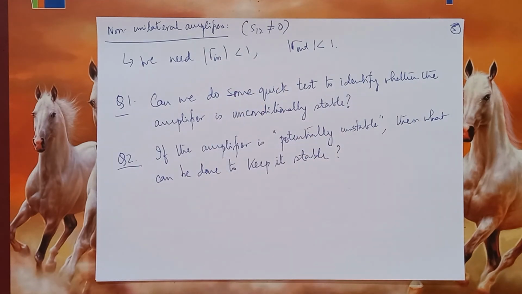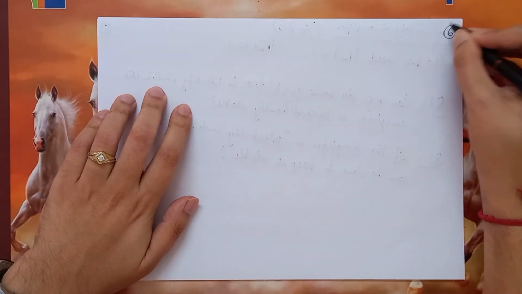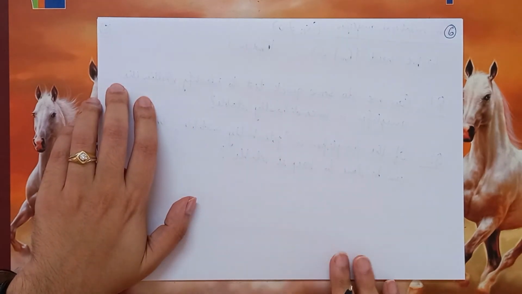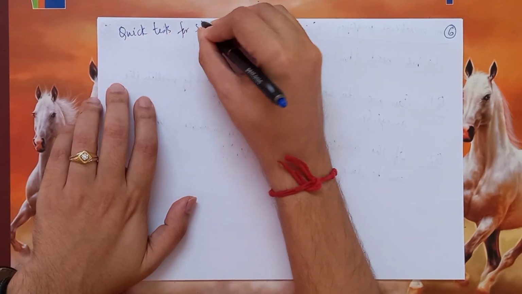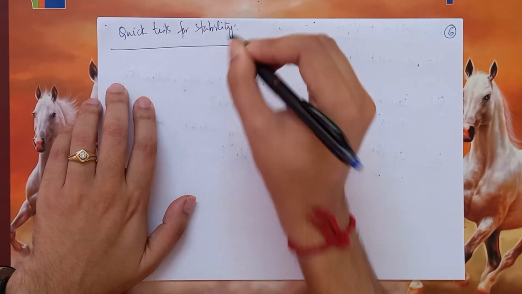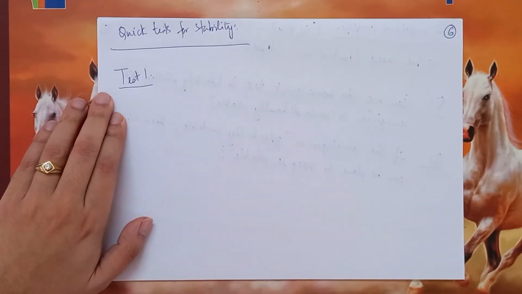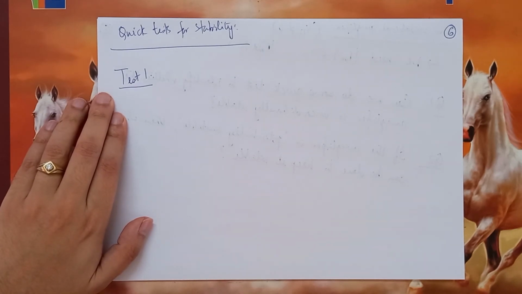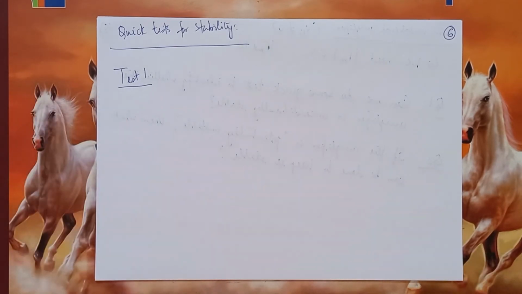Well, let's answer the first question because it's easier. After a lot of analysis, there's a lot of mathematics that's involved, and many of that mathematics is beyond the scope of this course. So what scientists have done over the past few decades is that they've come up with ways which are called as stability tests or quick tests for stability, especially in case of non-unilateral amplifiers. So let's look at the first test. I will not derive these tests, they are just given to you. You can take them the way it is and apply them without having any doubts. The first test is named as a K delta test.